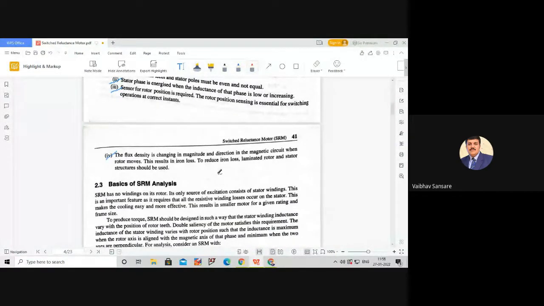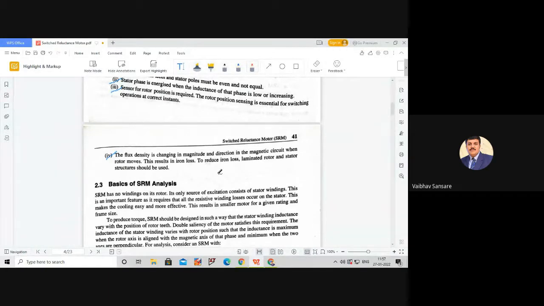And the fourth summary point is that the flux density changes in magnitude and direction in the magnetic circuit when the rotor moves. This is common for any magnetic circuit. Whenever there is a change in the rotor, there will be a change in flux density. The magnitude of that flux density changes, as well as its direction in the magnetic circuit, and that creates iron losses in this circuit. So how do we minimize these iron losses? To minimize these iron losses, we generally use a laminated rotor and stator structure.